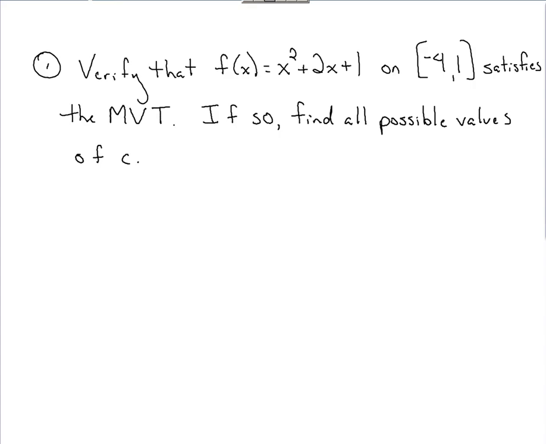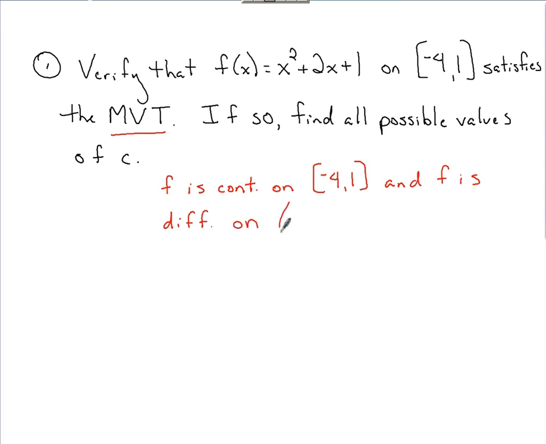If we're going to apply the mean value theorem, first we've got to verify that this function on this interval satisfies that theorem. All we're going to do to start is say that f is continuous on the closed interval as it's defined. It's defined here as -4 to 1. And f is differentiable on the open interval, -4 to 1.